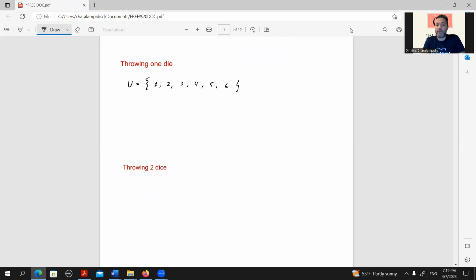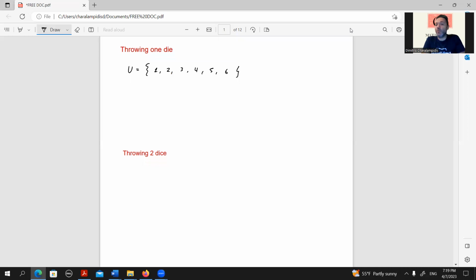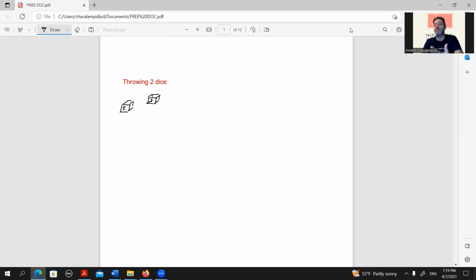Let's take it one step further now, and let us assume that we will be throwing 2 dice. When we throw 2 dice, as we have all seen happening, either when we play backgammon or Monopoly or anything, we might get 5 and 3. So we see here that a possible outcome is not just one number, but it is a pair of numbers. So for the universal set, we care about all possible such pairs.